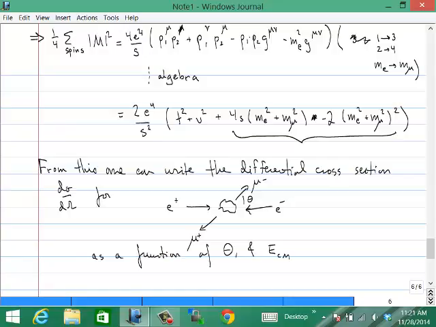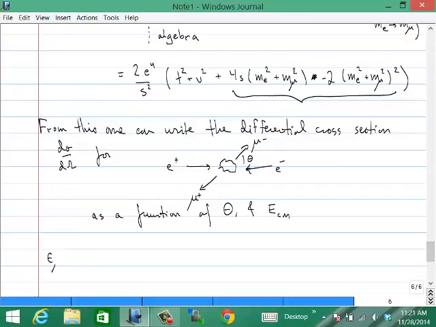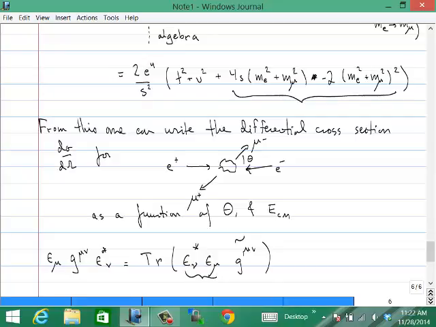Yes, question. Why didn't the traces of various matrices arise in the case of the vector field? They did arise, of course, because you ended up calculating things like epsilon_mu g^{mu nu} propagator epsilon_nu star, which you could write as a trace of epsilon_nu star epsilon_mu g^{mu nu}, where you view this as a 4x4 matrix and this is a 4x4 matrix.